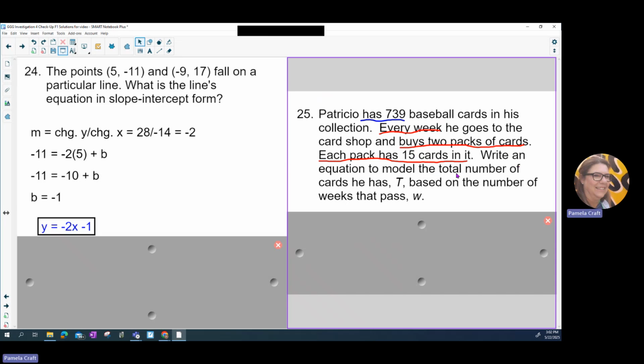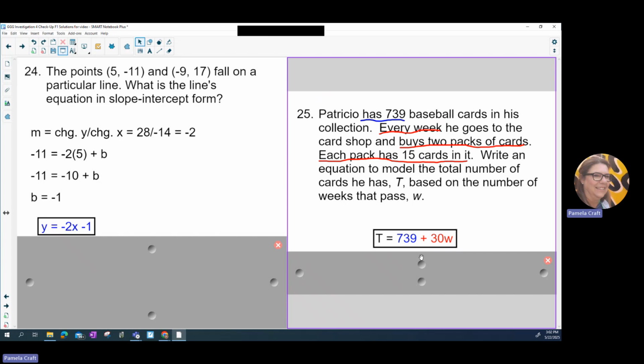Write the equation to model the total number of cards he has, T. So instead of y equals, we're going to have T equals. And it's going to be based on the number of weeks that pass. So instead of our x in our equation, we're going to have W in there, standing for the number of weeks. So we're going to use that 739 as our starting value, 739 plus 30 new cards every week, 30W. And if you wrote it the opposite direction, 30W plus 739, that works as well. Sometimes with story problems, it just makes more sense to do your starting value first, but either way is correct.